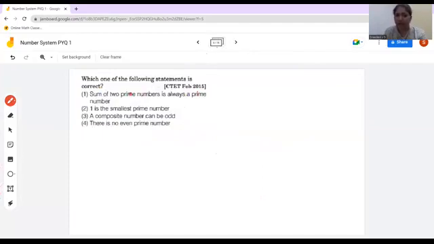Which one of the following statements is correct? See, we need to find out the correct one. Okay. So the first statement: sum of two prime numbers is always a prime number. Let us take an example, 2 plus 3. That is 5. This is a prime number. But then 3 plus 7, both are prime numbers, right? So you're getting 10. Is 10 a prime number? No. So always it is not true, right? It is not prime. So the first statement is wrong.